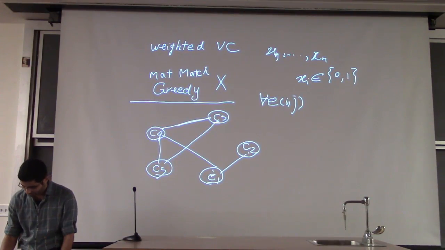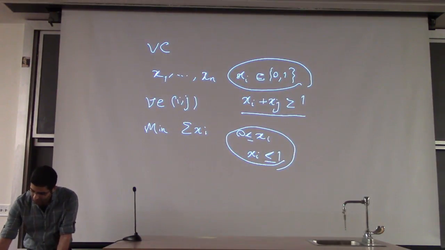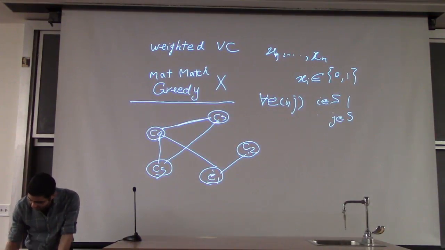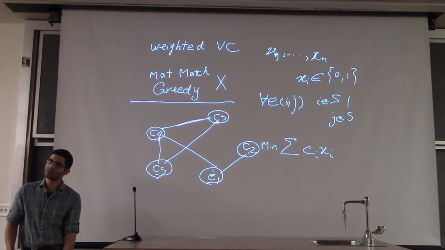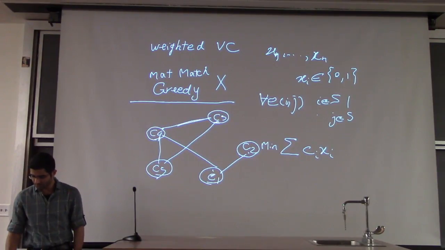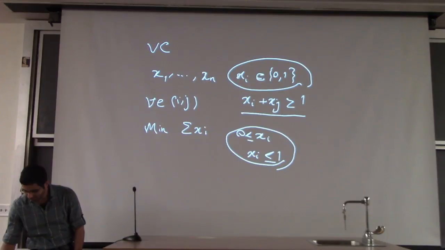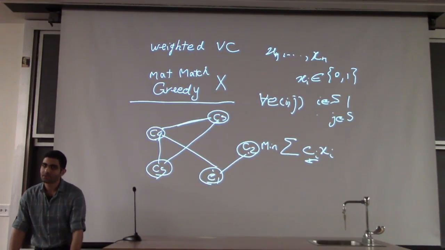For each edge i and j, either i belongs to S or j belongs to S, right? The only difference between the simple vertex cover and weighted vertex cover is that here we want to minimize the sum of Ci xi, where Ci is the cost of the construction of a gas station on vertex i, right? So just by changing the multiplier from 1 to Ci, we can handle weighted vertex cover. So anyone has a question?